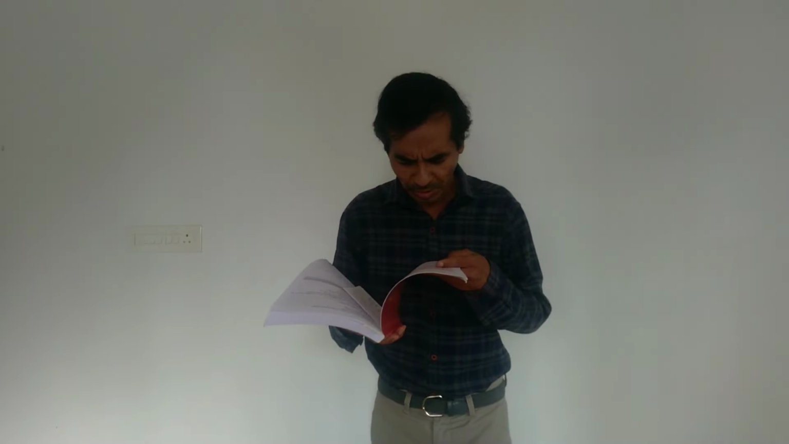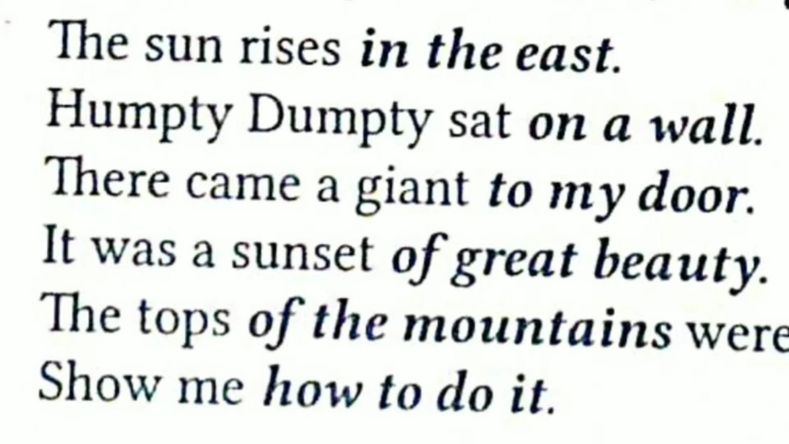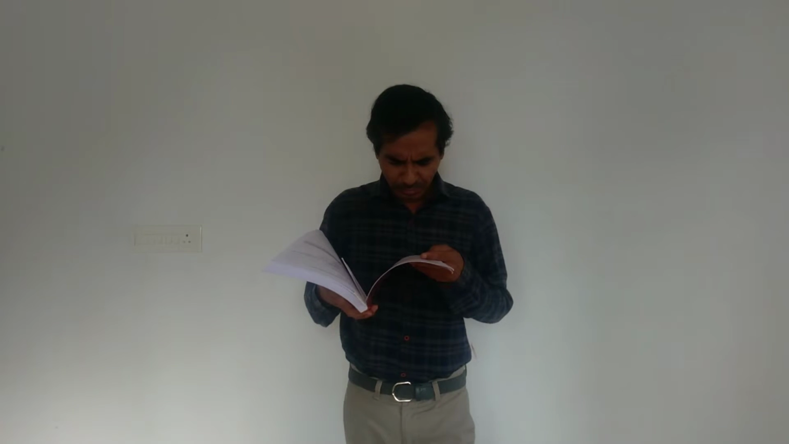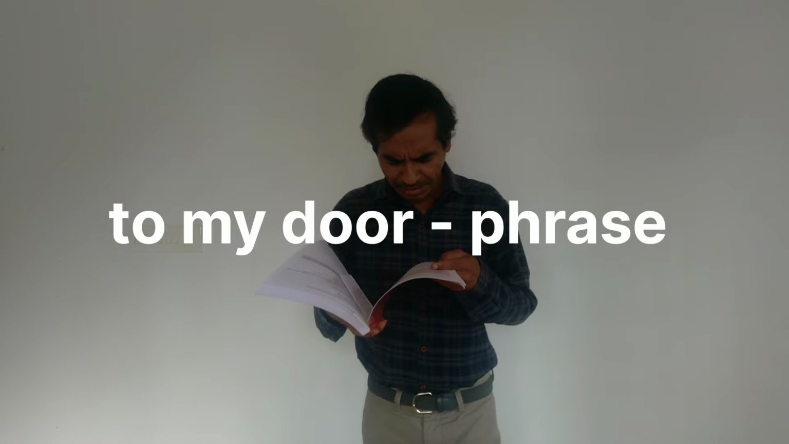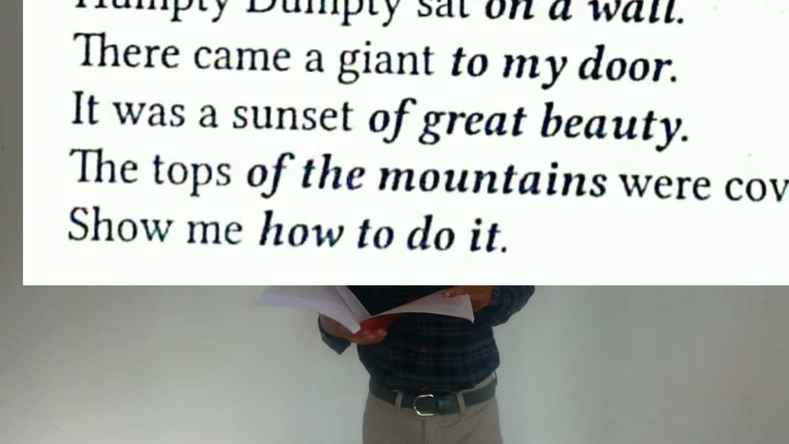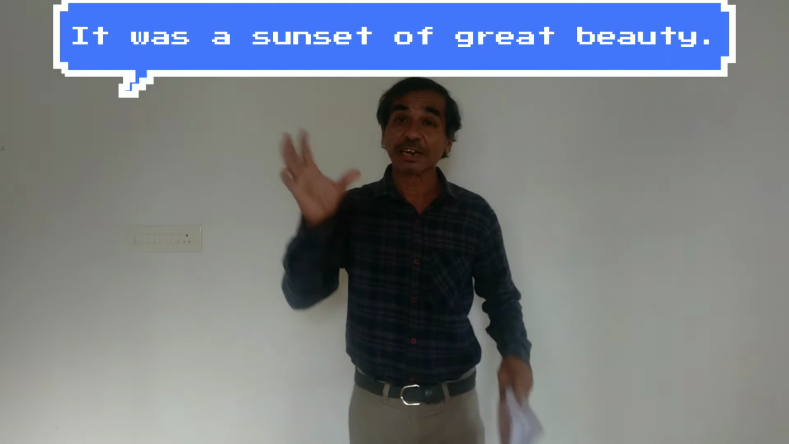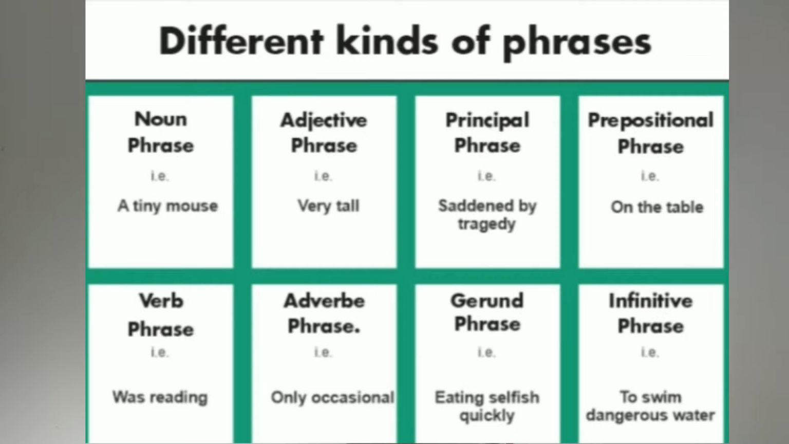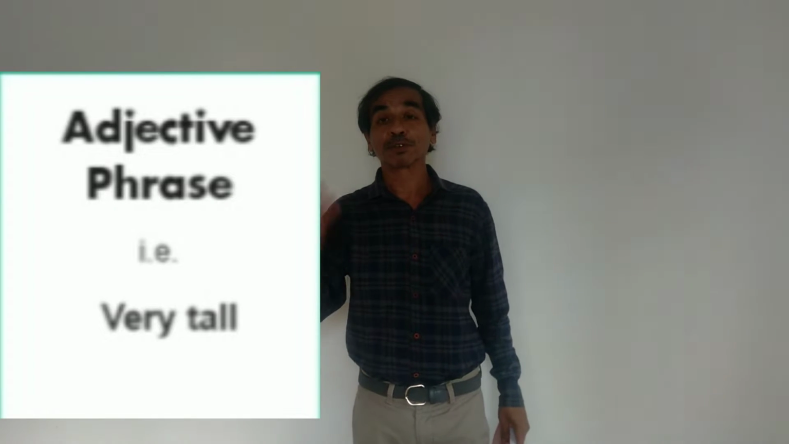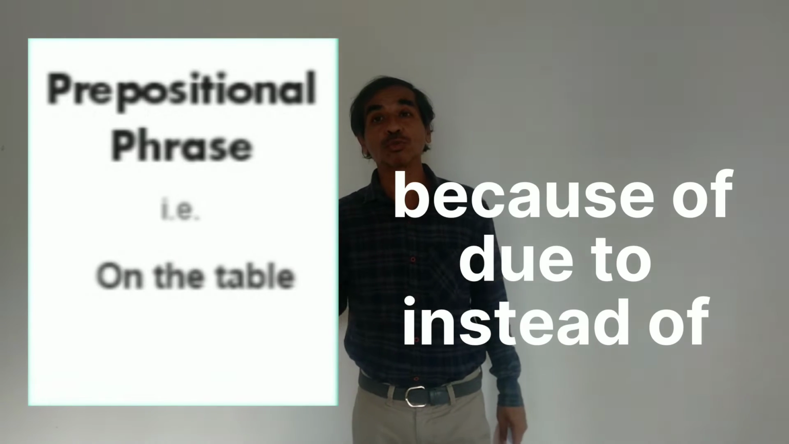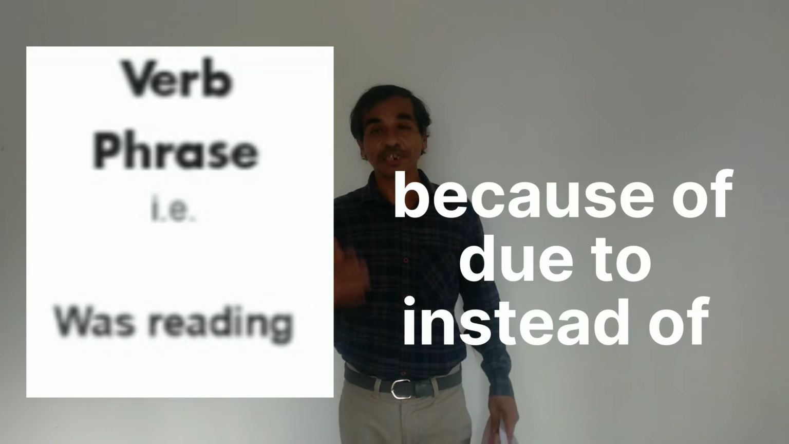So we'll go further. There came a giant to my door. So to my door is the phrase. It was a sunset of great beauty. Of great beauty. Now there are different types of phrases as we move further on with the grammar sessions: prepositional phrase, adjective phrase, adverbial phrase, and different types of phrases. Prepositional phrases are very common, like because of, due to, instead of, stuff like that.